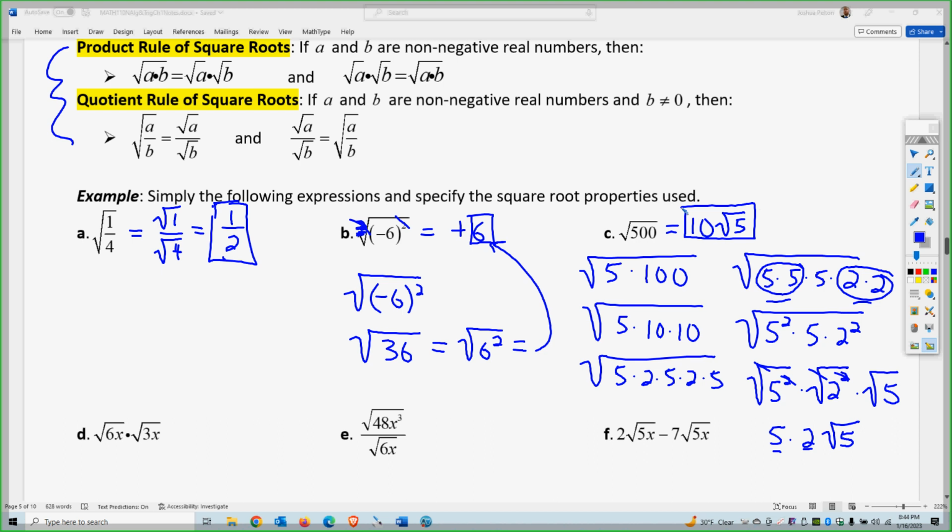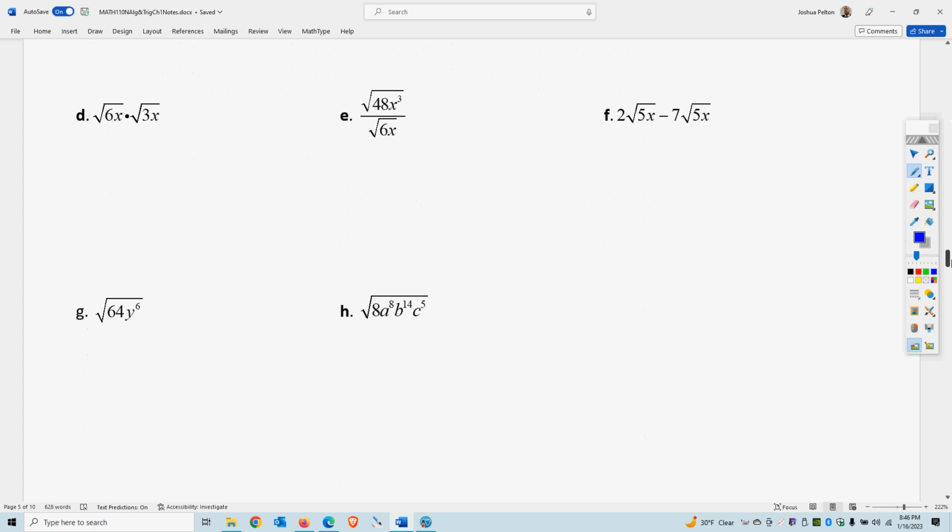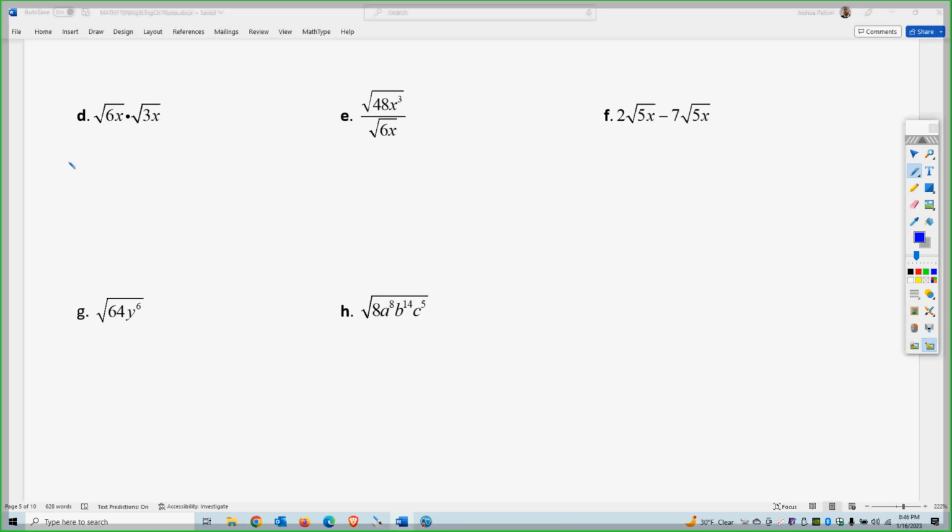Okay. All right. And this can be done algebraically also. The same rules still apply. So let's go down here and try this one. If I'm going to break apart 6x, that's 2, 3, and x. And if I'm going to break 3x apart, that's 3 and x. Well, if I look under each of those radicals, there's not a pair of anything.